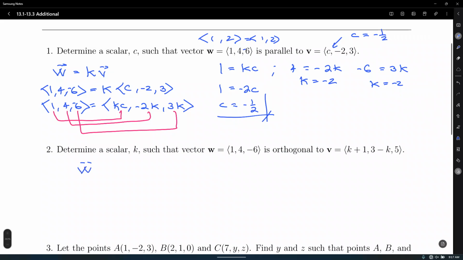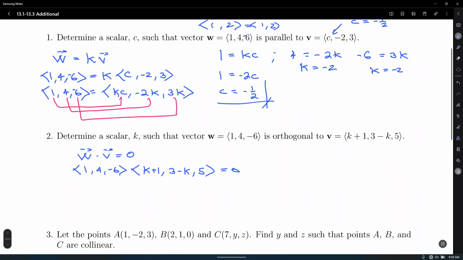If the dot product is 0, so that means if w dotted with v equals 0, not the 0 vector, equals 0, because again the dot product will give us a scalar, not a vector. So set the two vectors, 1, 4, and negative 6, dotted with k plus 1, comma, 3 minus k, comma, 5, and let that be equal to 0. Okay?